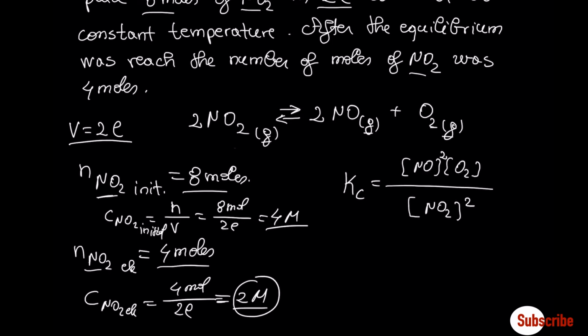Be careful at this step because if you have solids or liquids, they are not included in the equilibrium constant. All these concentrations here are equilibrium concentrations that we are going to find. We have only the equilibrium concentration for the nitrogen dioxide and the initial concentration for it. In order to do this, we have to draw a table that is called initial change equilibrium table. Let's draw it.